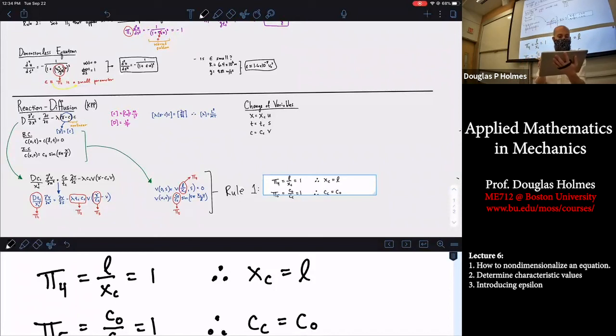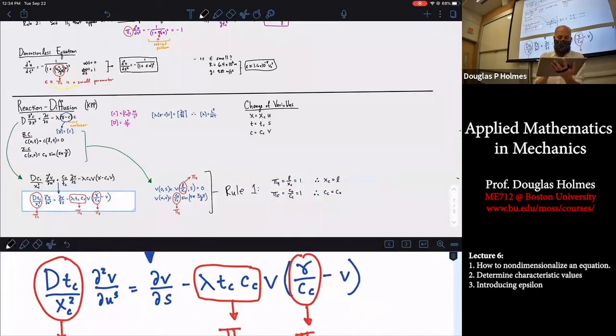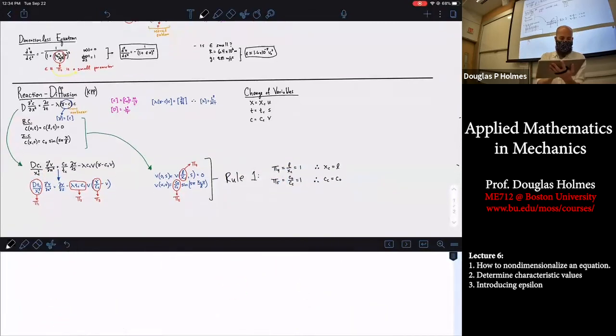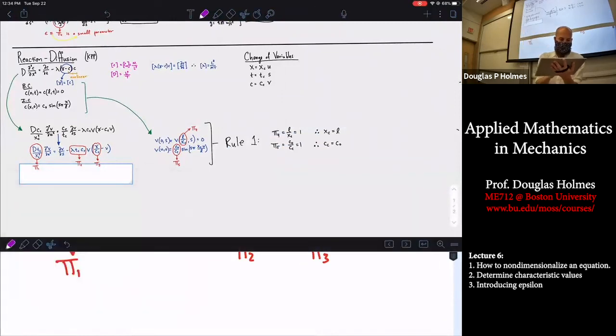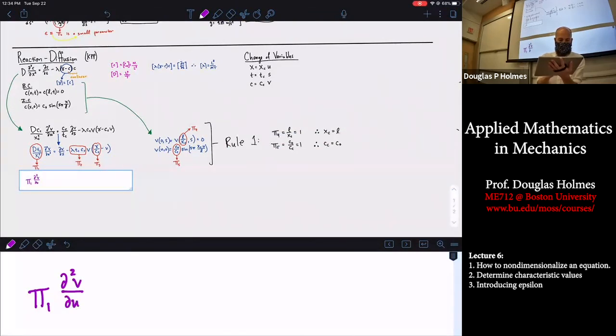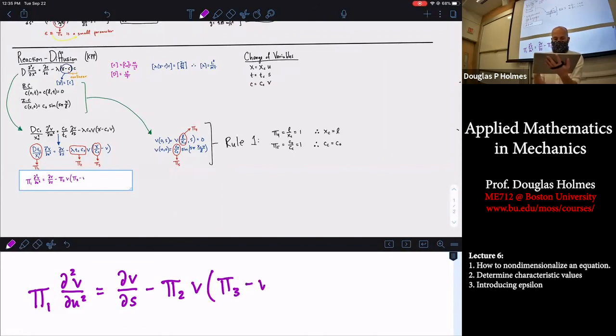There are 2, so I'm going to come down here and rewrite this down below. Let's use purple here. So we have that pi 1 times the second derivative of concentration minus pi 2 v pi 3 minus v.